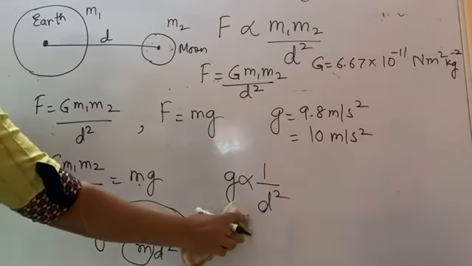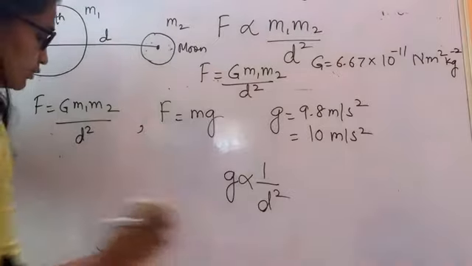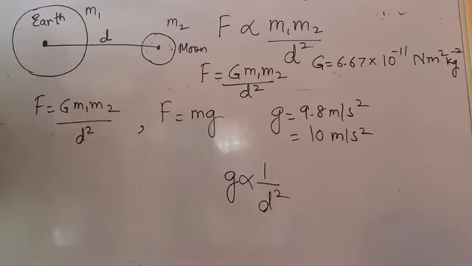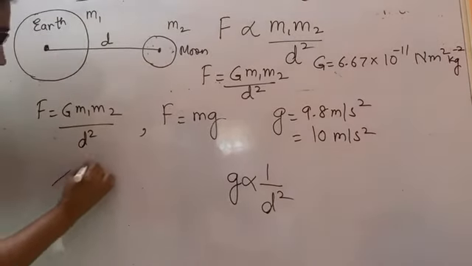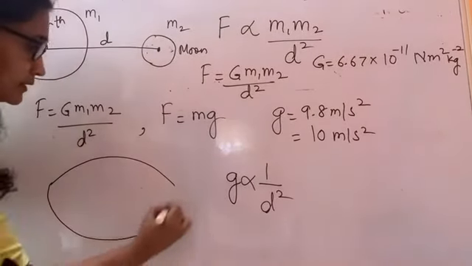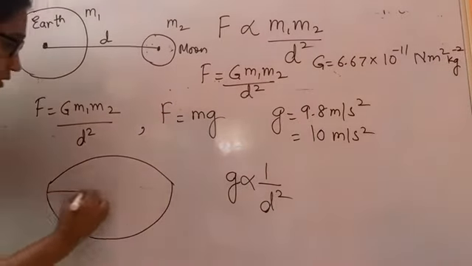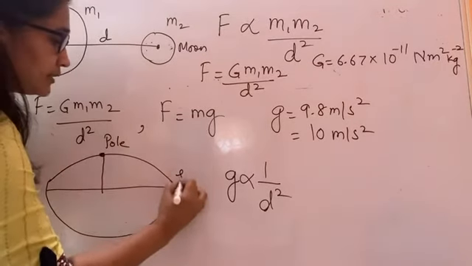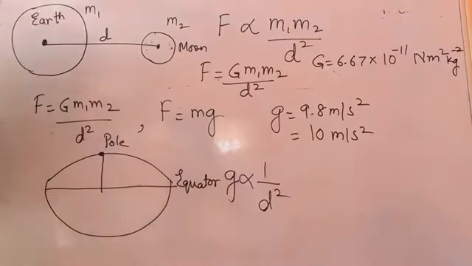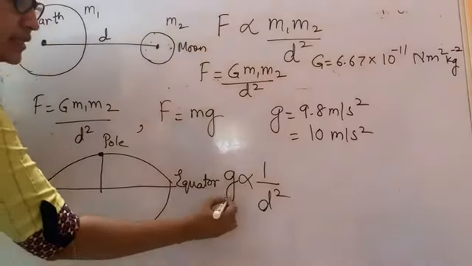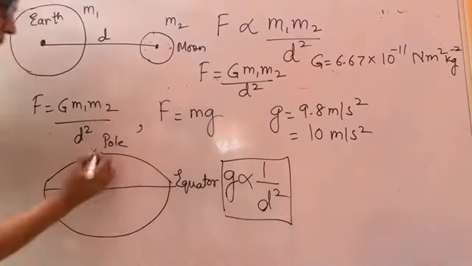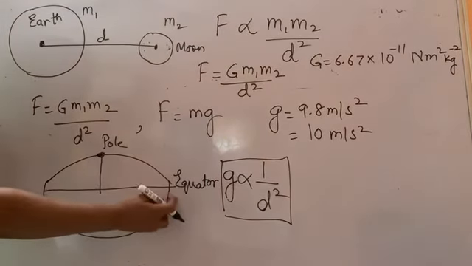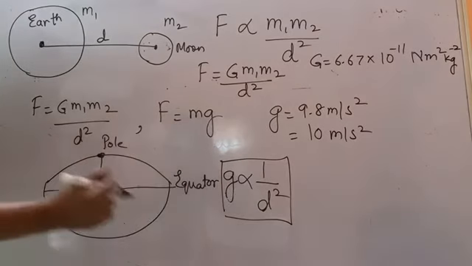Now, when you know this concept, I can explain it over here. We know that earth is geoid in shape. What do you mean by geoid? It is not spherical. It is slightly geoid like this. So this is the pole, and here is what you call the equator. Always keep in mind, acceleration due to gravity g is maximum at the poles, whereas as you go towards the equator, the value of g is decreasing.